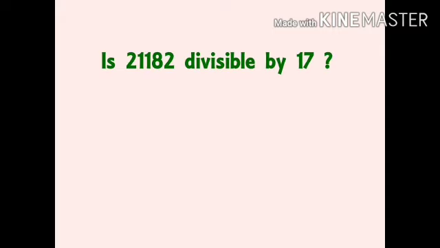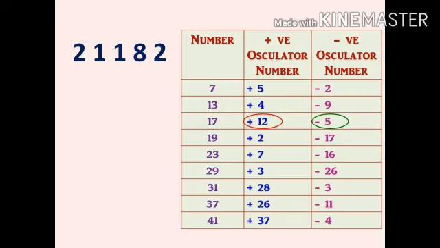So finally, let us see one example. Here is the question: is 21,182 divisible by 17? First, we should know the oscillator numbers for 17. We have two oscillator numbers, plus 12 and minus 5. Choosing the oscillator number also decides our speed. So instead of 12, if we choose 5, we can finish the calculation very easily because the fifth multiplication table is very easy, right? So before deciding the oscillator number, just think once.